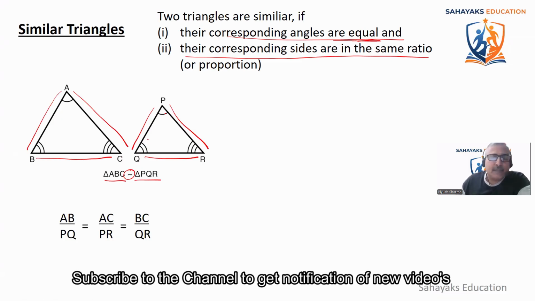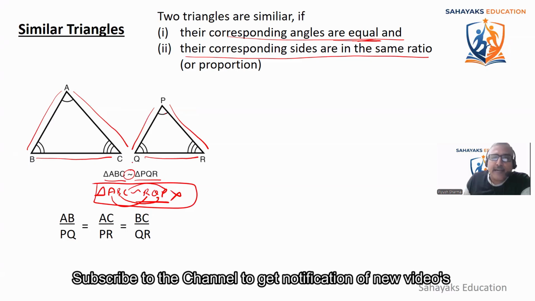One more thing which is extremely important: here in this case I have written triangle ABC is similar to PQR. I cannot write that triangle ABC is similar to RQP. This is wrong. RQP is the same triangle, but I still cannot write it. The reason being, angle A is not equal to angle R, angle B is not equal to angle Q, and angle C is not equal to angle P.